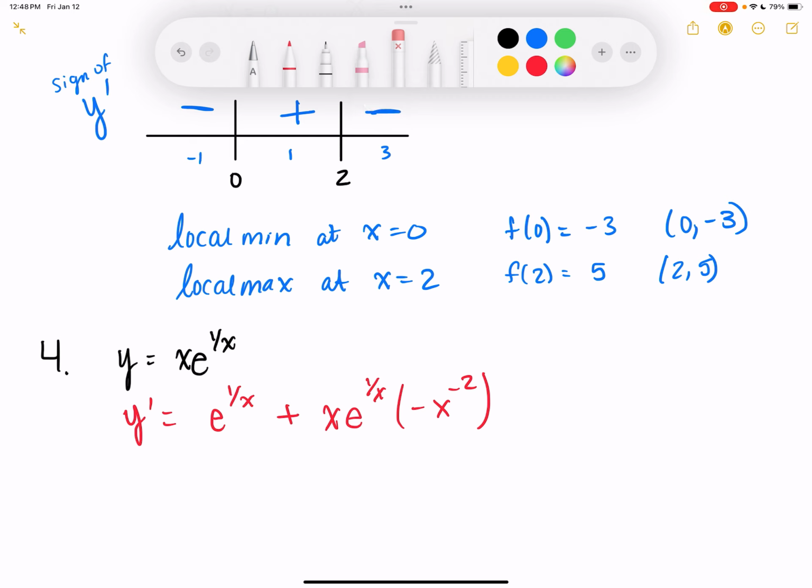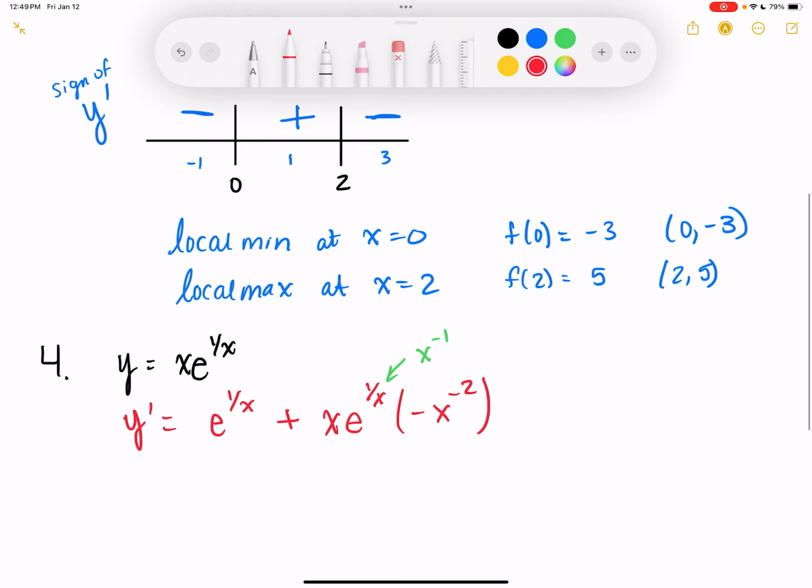What are we thinking of that as? Wait, like the 1 over x? The 1 over x part as x to the negative 1. Okay. What is happening?